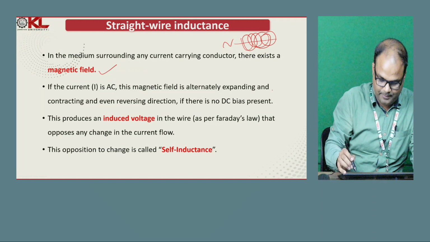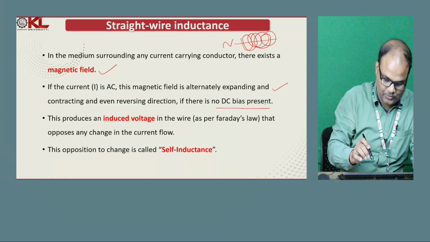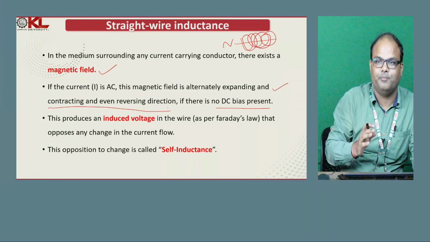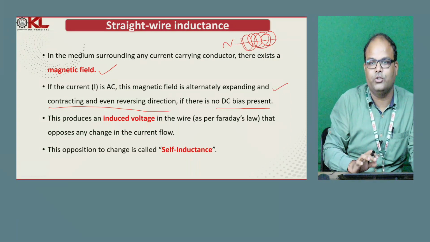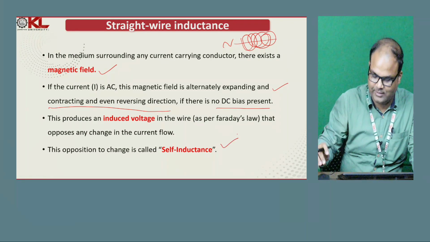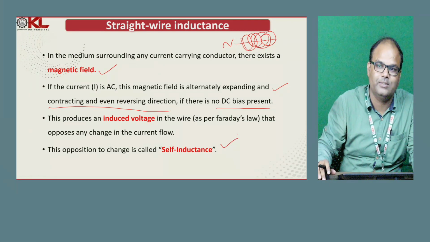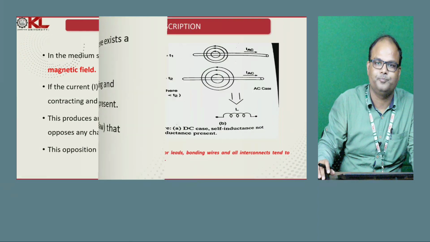So if you are talking about AC, without DC, then we can give the reverse direction current, which will come according to Lenz's law. This produces an induced voltage in the wire that opposes any changes in the current flow. So that is known as self-inductance. It is for the high frequency application. If you are coming to low frequency or DC, then DC will not pass through the inductor.